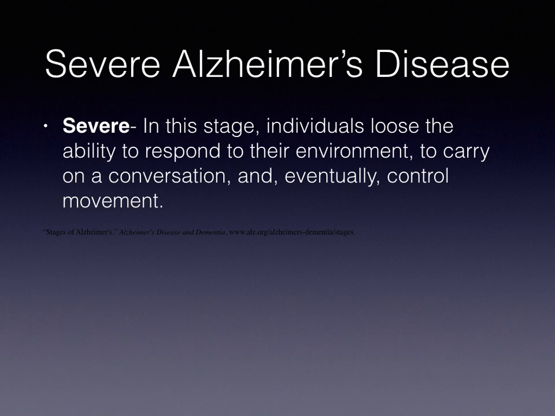Severe Alzheimer's disease. Severe is the final stage of this disease. Individuals lose the ability to respond to their environment and eventually lose the ability to control their movement as well.